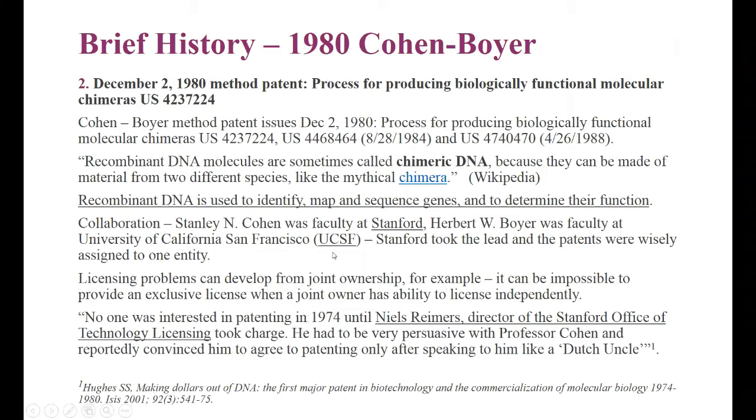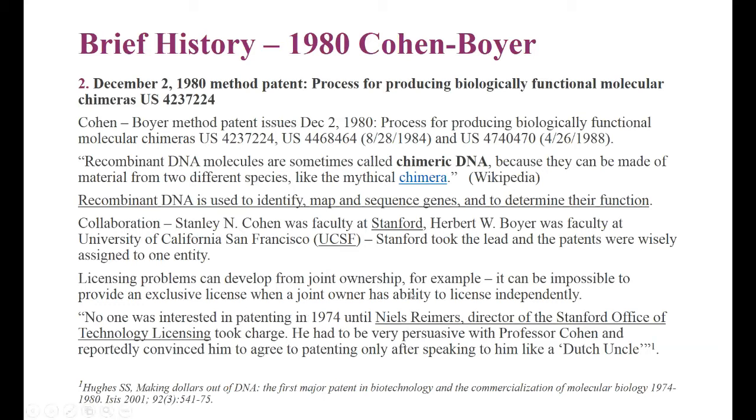Now, the second thing that happened was recombinant DNA, the patent for recombinant DNA. Professor Cohen, who was at Stanford, and Professor Boyer, who was at UCSF, worked together, and they came up with this invention of recombinant DNA. There was this collaboration between the two inventors, and Stanford took the lead, and the patents are now in the name of Stanford, so that there wouldn't be joint ownership, which could lead to licensing problems. But there is an agreement between Stanford and UCSF as to apportionment of royalties.